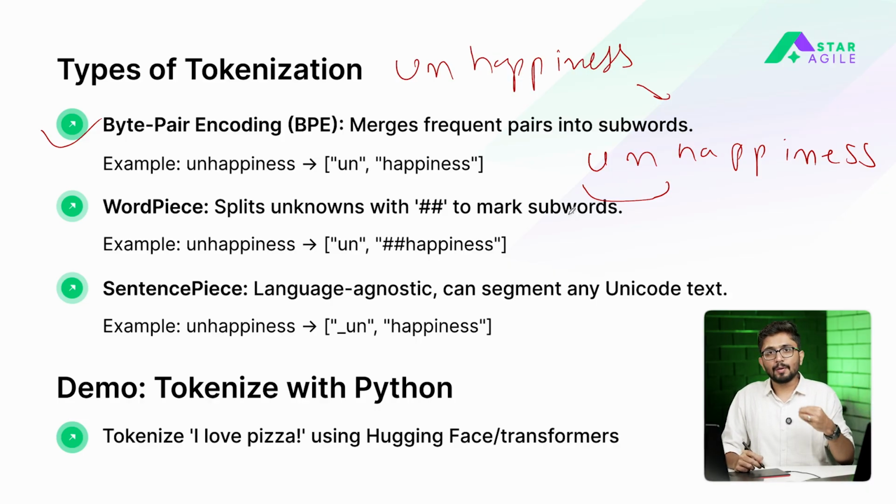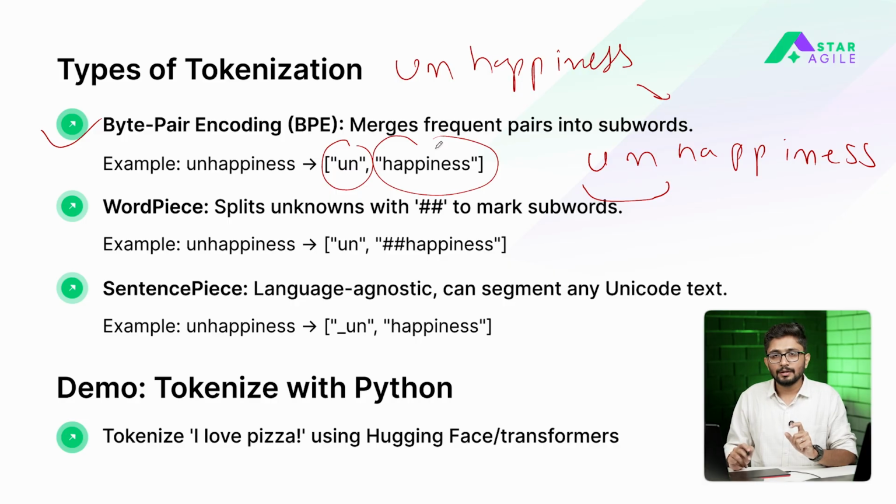So the output from a byte pair encoding will look something like this, wherein you give an input and it's going to merge it in a way such that the most frequently occurring characters are put together. That is what byte pair encoding does. The second way of encoding is called word piece tokenization, which works similar to how byte pair encoding works.